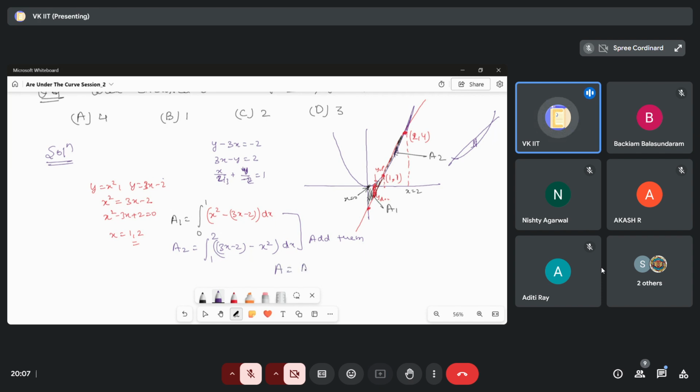So the total will be A1 plus A2, which is 1 only, 1 square unit. All right, so this was one of the easy questions I gave you. Now let's go for the next topic. It's a small topic, so we can quickly cover that also.